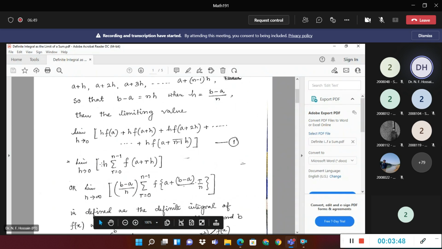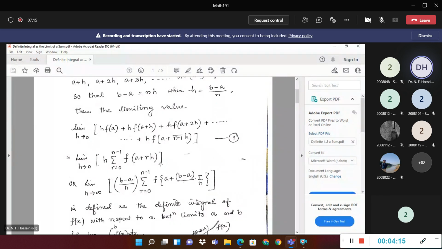If you use a summation sign here, h is common to each term, so h into the sum over r equal to 0 to n minus 1 of f(a plus r into h). If you put r equal to 0, you will get the first term, r equal to 1 the second term, r equal to 2 the third term, and so on. When r equal to n minus 1, you will get the last term. Now here we just put down the value of h, which is (b minus a) divided by n.